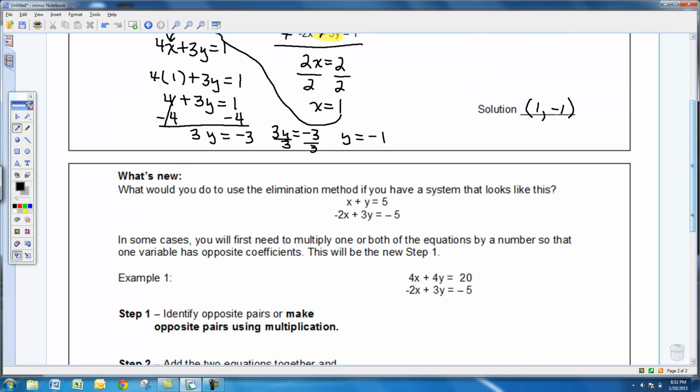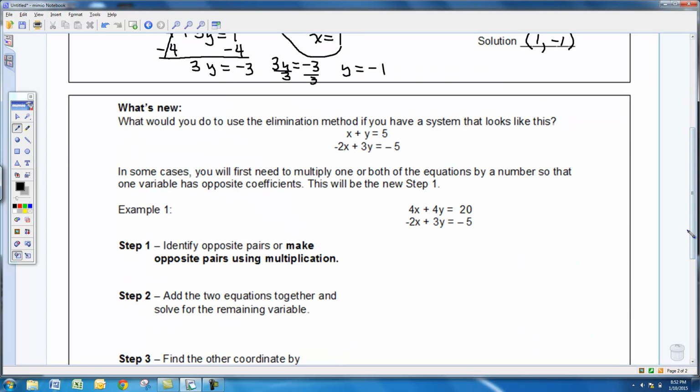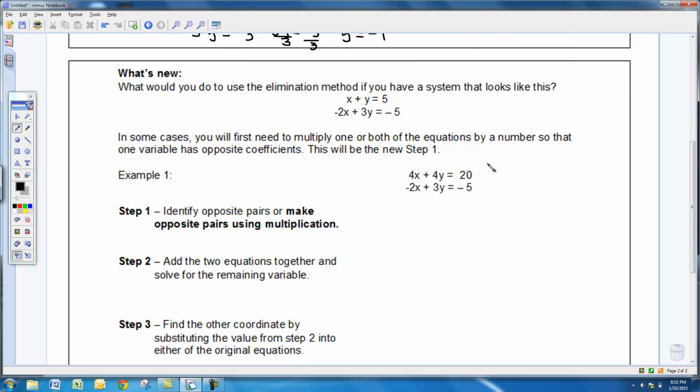Now let's go to a slightly different problem. If we look at this problem right here, we notice that there are no opposite pairs in the problem. So what we are going to do is create opposite pairs by using multiplication. Let's look at the first term, the x's. We see that we already have one positive and one negative. So now we just need them to be equal to each other. We need them to have the same coefficient.